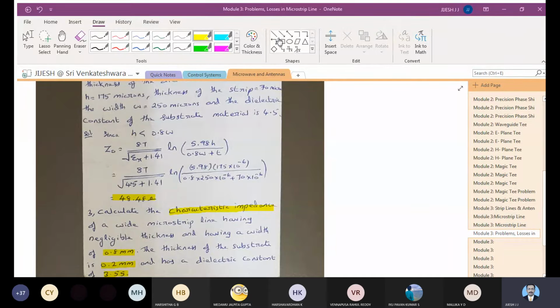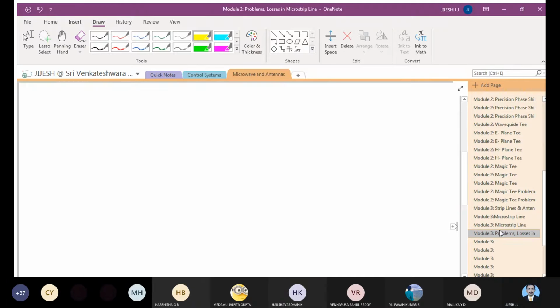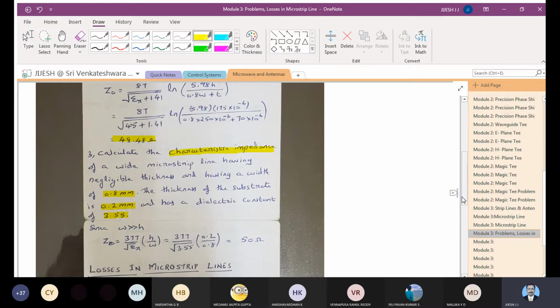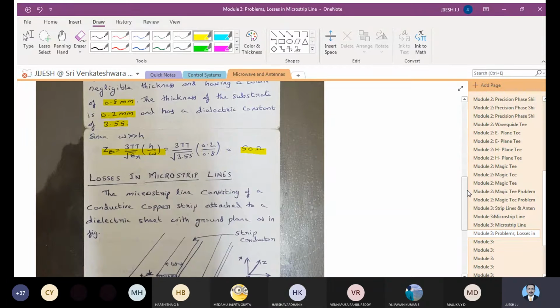Has anyone got the answer? Okay, fine. You have to do it using the wide microstrip line. It is a very simple one. All of you got 50? Yes, sir. Okay, you have to use Z naught is equal to 377 divided by root of epsilon r times h divided by w, and you get 50 ohm. I think all of you might have completed. Then we will move on to the losses in microstrip line.